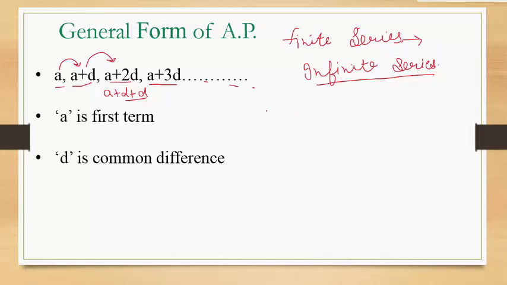स्टूडेंट इसी को ऐसे भी लिख सकते हैं, A1, A2, A3, A4 and so on and AN. AN means nth term. N may be 6, N may be 7, 10, 15, 50. Then this is nth term, where A is first term, and in this A1 is first term, A2 is second term, A3 is third term, and D is common difference.